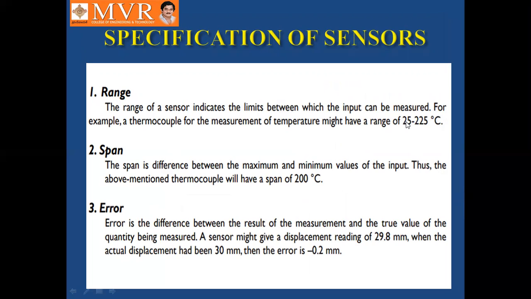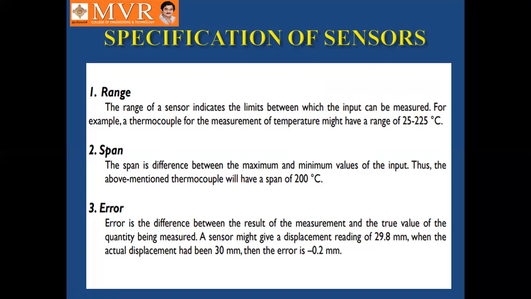This is the range. So let us take a sensor capable of measuring temperature from 25 to 225. This is the range of a sensor. The span of the sensor is nothing but the difference between the maximum value and the minimum value. We can call it the span of the sensor. So the difference between 225 and 25 will be 200 degrees centigrade.